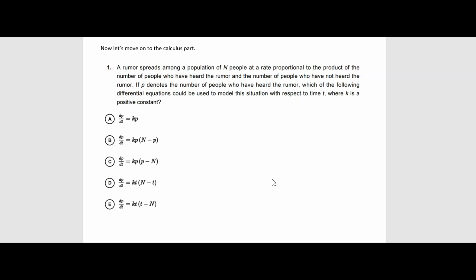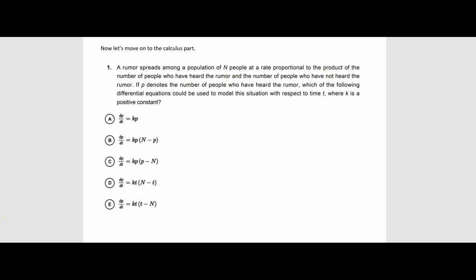If it doesn't say inversely proportional, you can assume that it means directly proportional. Okay, so I know it just says proportional, so you can assume directly. Okay, let's try to break this down. So we are looking for, it says a rumor spreads among a population of n people. So we're looking for the rate at which the rumor spreads.